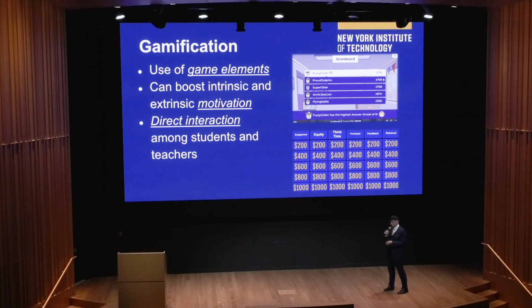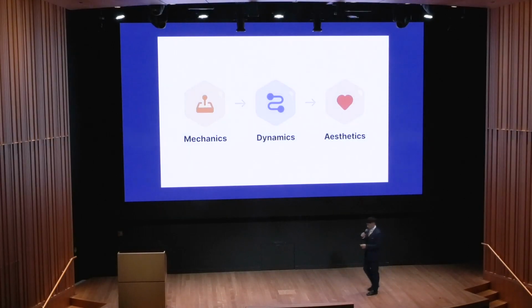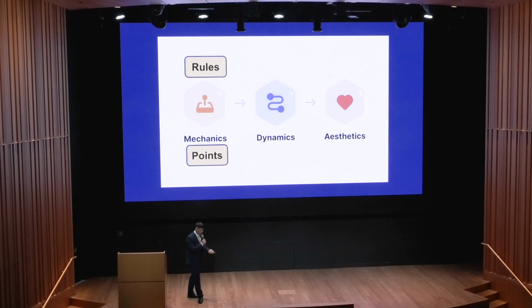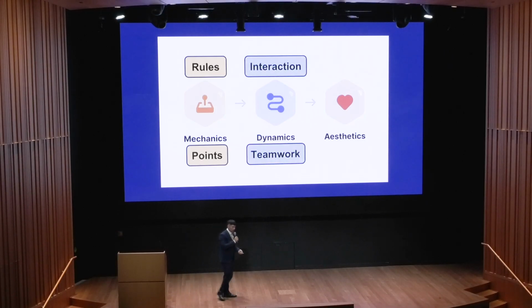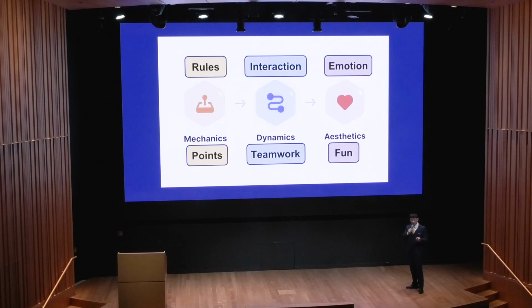Now, here's a quick framework on how to gamify something. So we have three components. We have mechanics, which are the rules, so having like a point system or a ranking system. We have dynamics, which are the interactions with those rules, so having collaboration or teamwork. And then we have aesthetics. And aesthetics are the emotions that you feel while playing the game. So like having fun or being happy that you got the answer right.